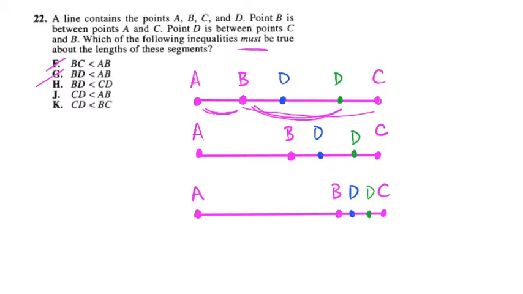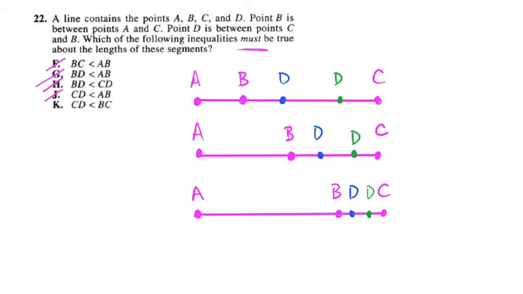BD is less than CD. BD could be this, and then CD would be that. That means that this is also wrong. CD is less than AB. Let's look for an instance in which CD is greater than AB. CD here is that. AB is smaller. So J is not our answer.